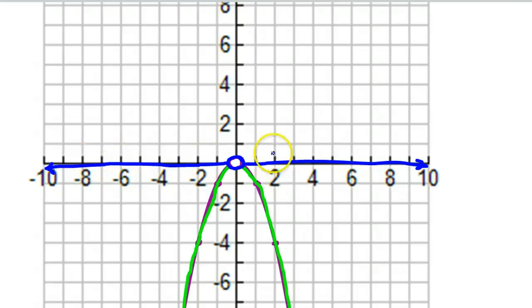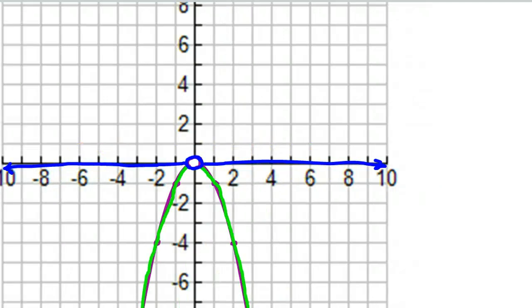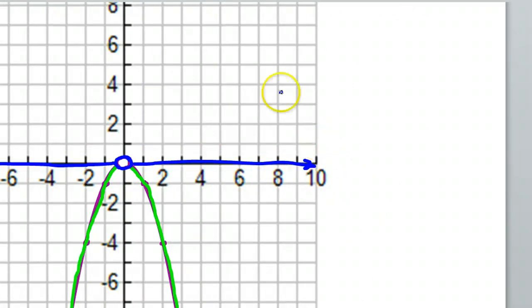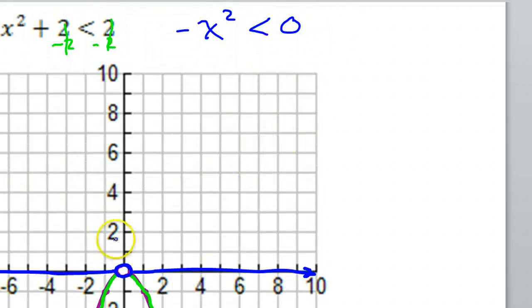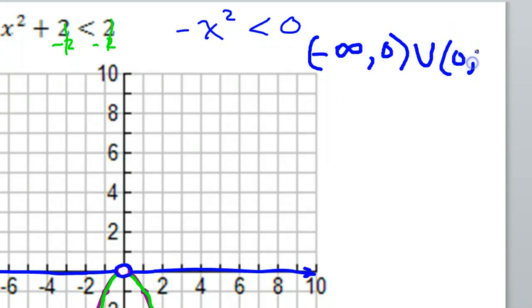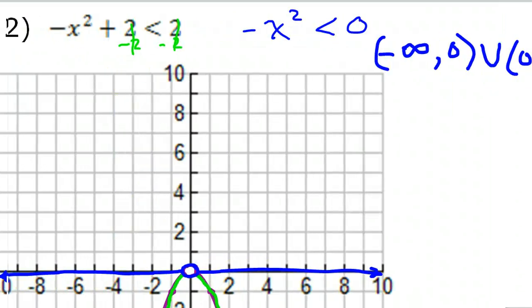interval for the left and an interval for the right. So let's see, can I put this up top? So for the left, that's negative infinity to 0. Union 0 to infinity. And that's your answer for problem number 2.